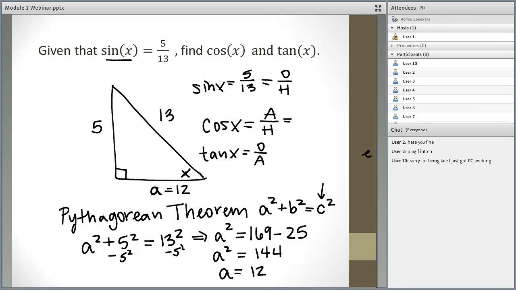So what's cosine x? It's adjacent, which is 12, over hypotenuse, which is 13. So this equals cosine x. Great. What about tangent x? What do we get? Very good. So tangent x is opposite over adjacent, so I have 5 over 12.